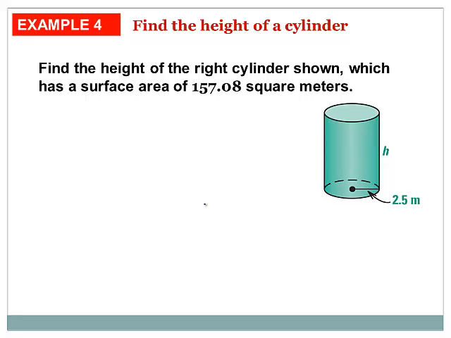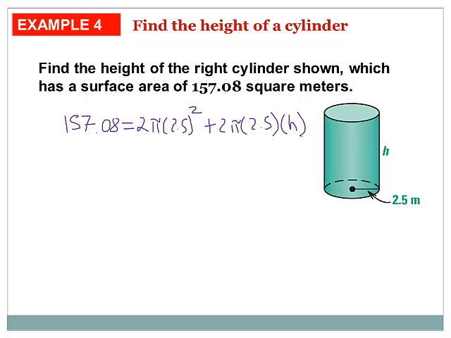Okay, so now that we know the formulas, it says find the height of the right cylinder shown. Again, all I have to do is know my formula. They tell us that the surface area is 157.08. That equals 2 pi times the radius, which we know is 2.5 from the figure, squared, plus 2 pi r, which is again 2.5, times h, which we don't know.